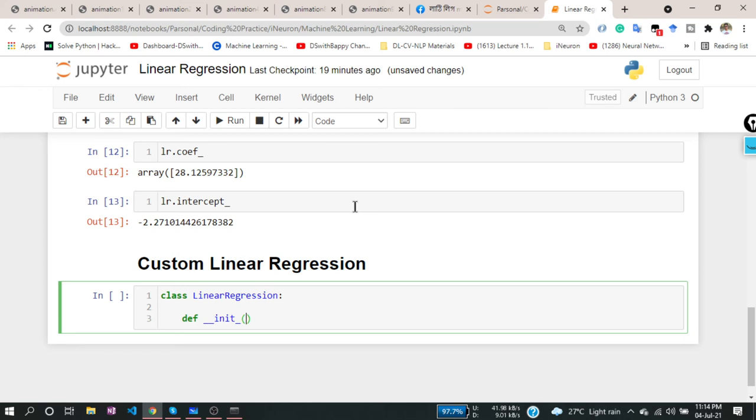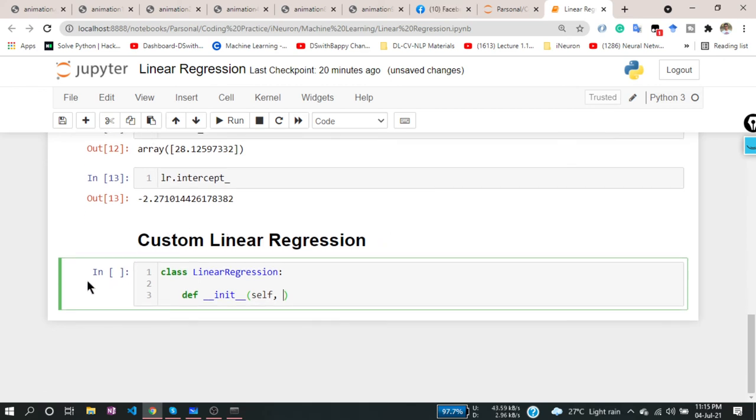So in init, it takes self. I think you know what self is. What are we supposed to pass? I have told you we are supposed to pass the learning rate, because it has to be decided by a human, by us. So we pass the learning rate and the epochs. Epochs means the number of iterations, because most of the time you are not supposed to wait for your code to converge, as it may take a long time. That's why you have to define some epochs.